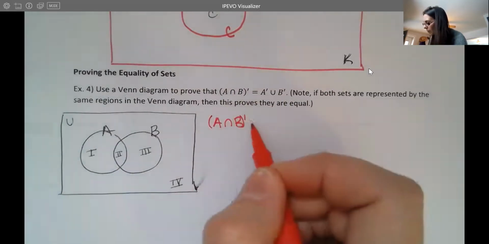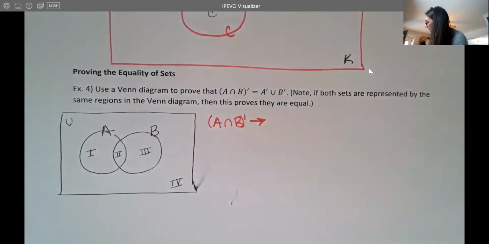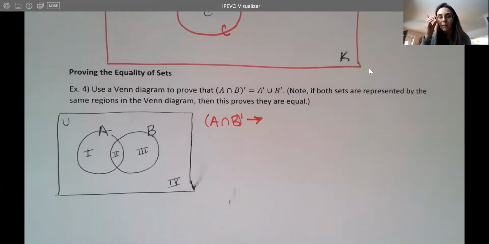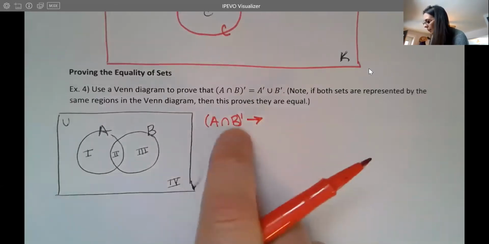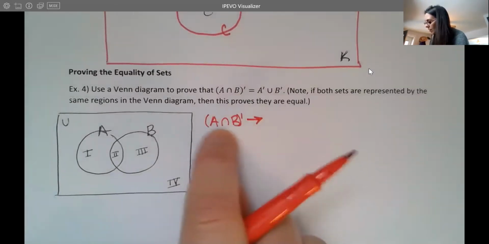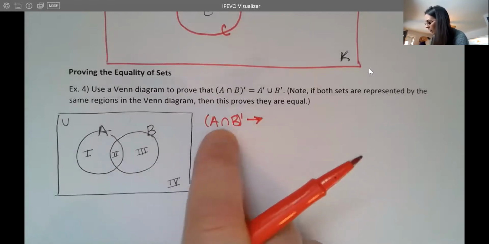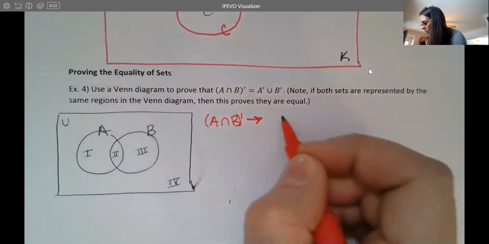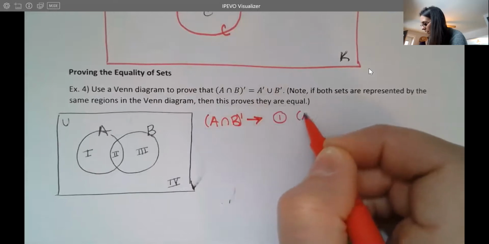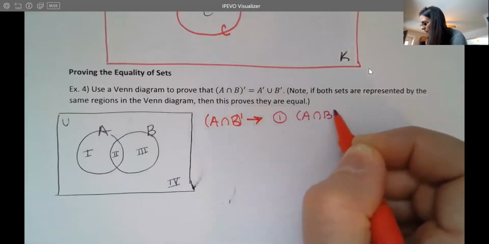A intersect B complement. And I'm just going to go through piece by piece. And you can see your book uses a table there. So if you want to do that too, you can go ahead and use a table. I'm just going to list my steps instead, but they both work well. So I do have parentheses here, so the first thing I need to figure out is A intersect B. So my first step is A intersect B.